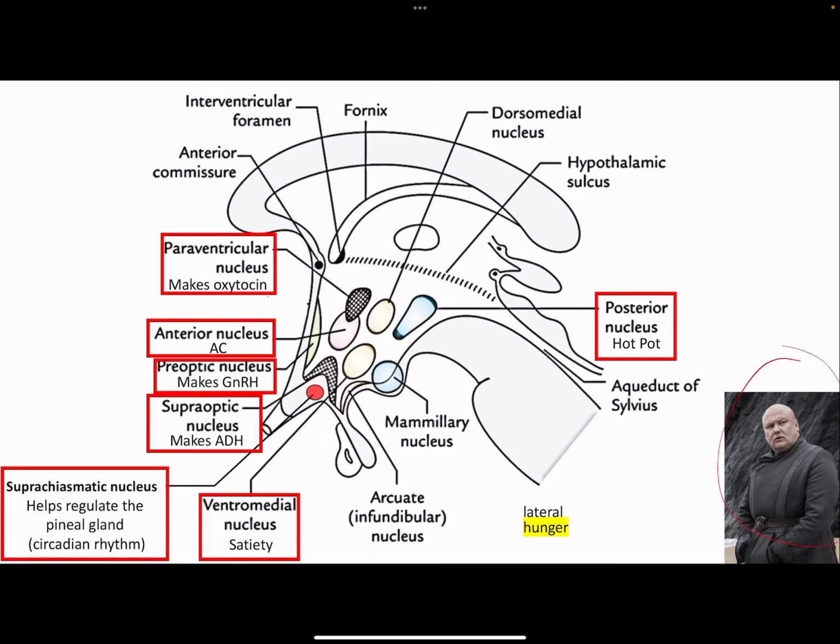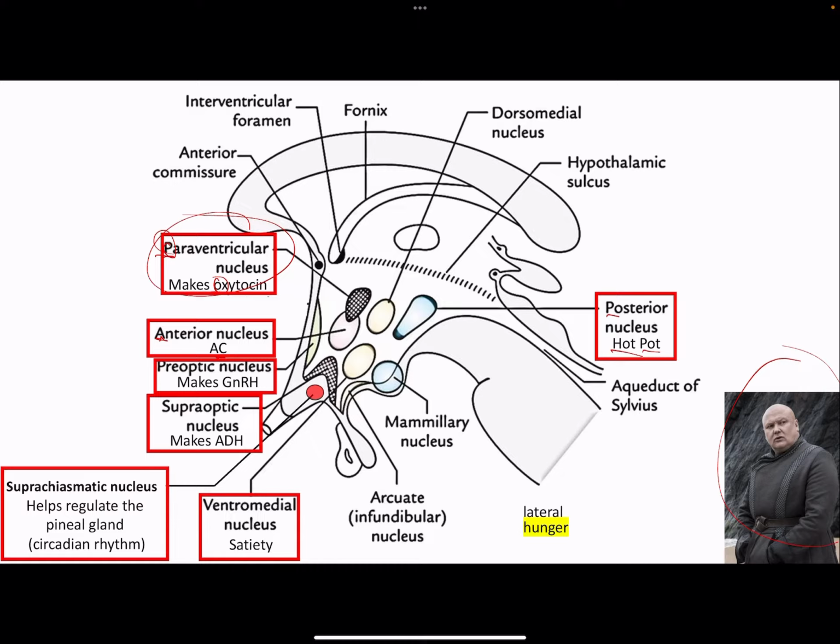Hypothalamus is kind of this master sensor. It has spies everywhere. It's picking up salt and pressure and acidity and temperature to try and regulate homeostasis for the body. So paraventricular nucleus, I think of O and P being next to each other, so this is the one that makes oxytocin. Anterior nucleus is for cooling. I think of AC, anterior cooling. There's going to be a lot of contrast, opposites. The antithesis of this is the posterior nucleus, which, if the anterior is for cooling, is for heating. You can also think of hot pot.